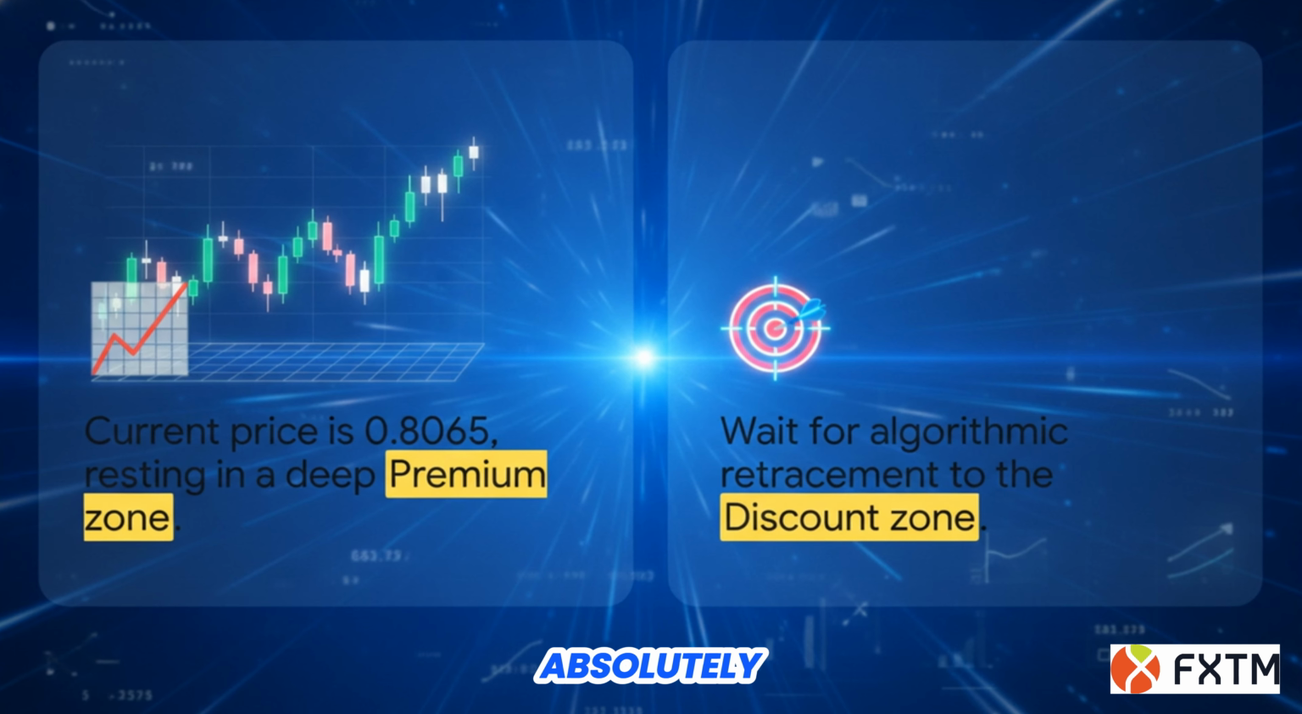We wait, we absolutely require the algorithmic retracement to bring price back down into our 0.7940 discount zone. By patiently waiting for price to drop, re-enter that bullish FVG, and tap the order block, we align our entries precisely with where smart money is mathematically programmed to look for accumulation.